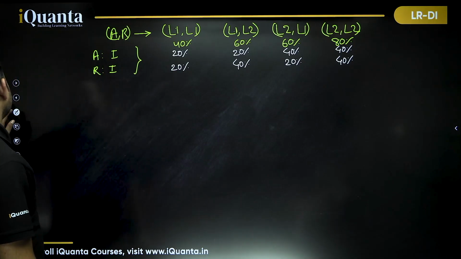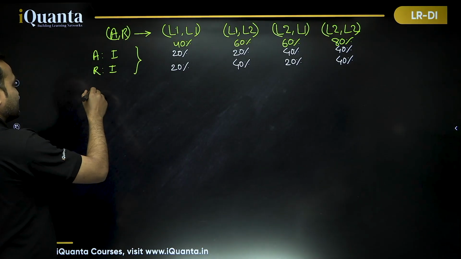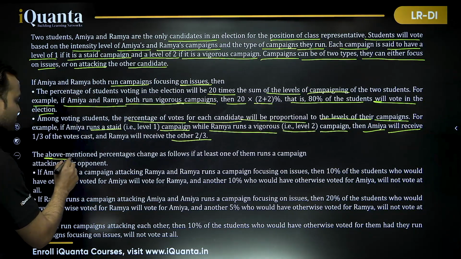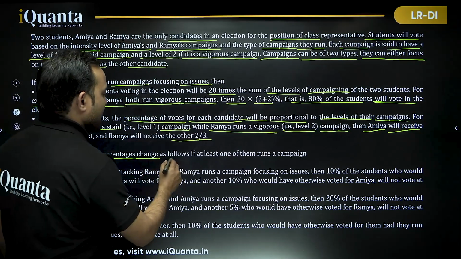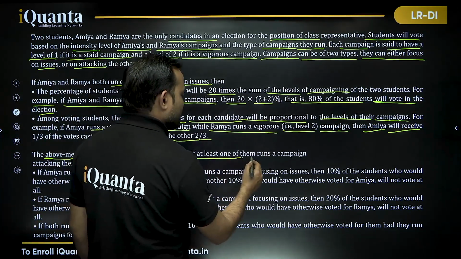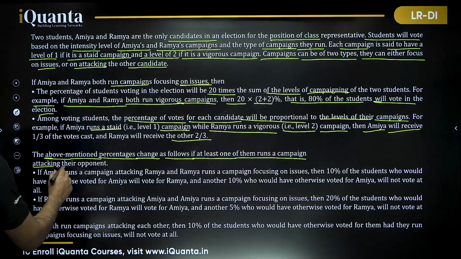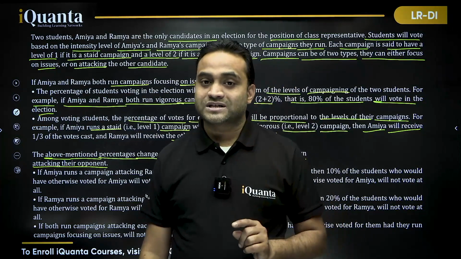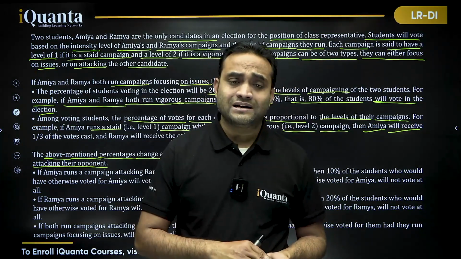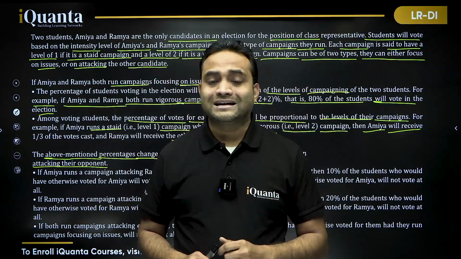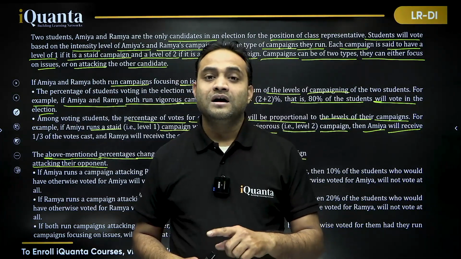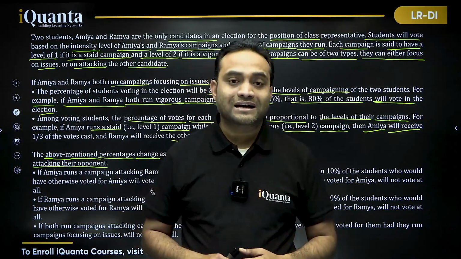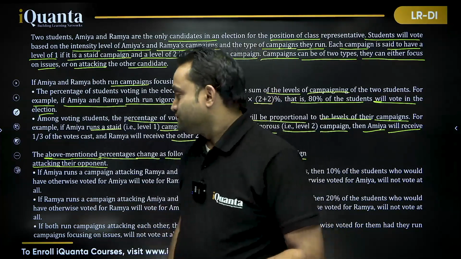Now, what are the other possibilities? Later you will see that the above-mentioned percentages change as follows if at least one of them runs a campaign attacking their opponent. So both of them running their campaign on issues is the first case. There will be one case where Amia is running her campaign on attacking her opponent and Ramya is following on issues. Then vice versa. And then both of them are running their campaign on attacking their opponents.